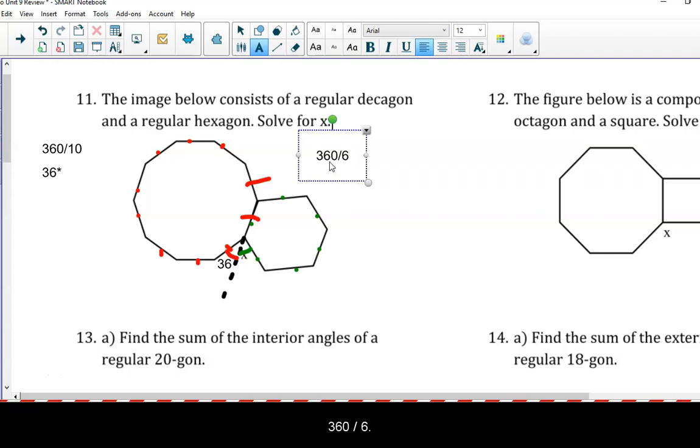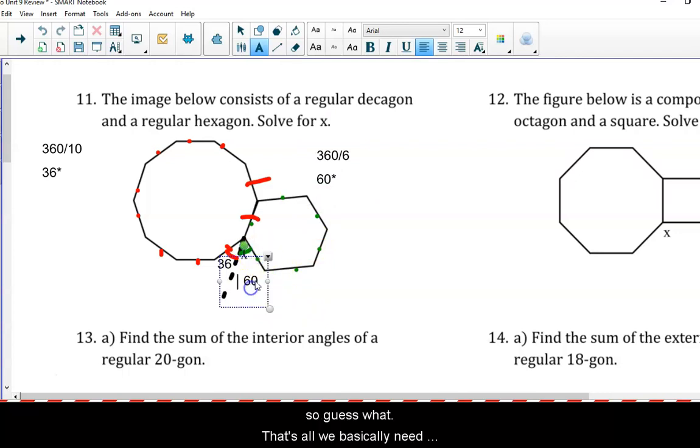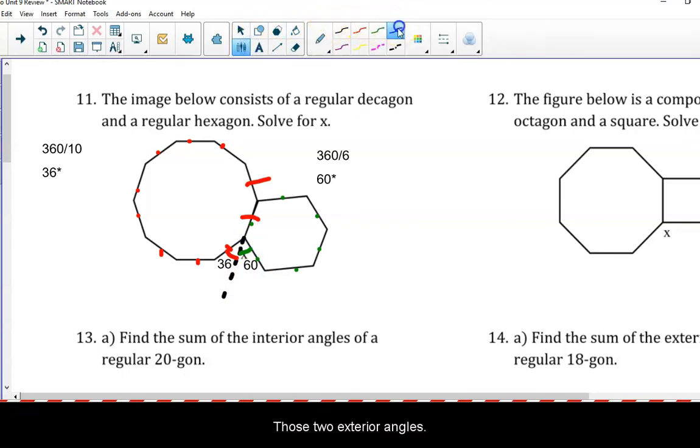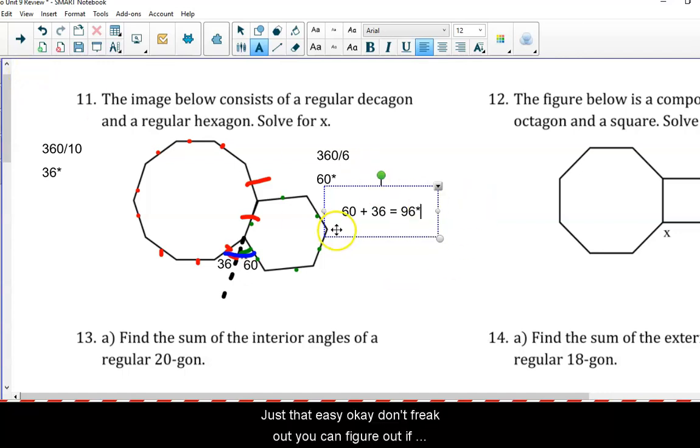360 divided by 6 is 60. Okay, 60 degrees. So that means that it's 60 degrees down here. And guess what? That's all we basically need to figure out. We need to tell them what that adds up to, because angle X is the combination of those two exterior angles. So 60 plus 36 equals the total, 96 degrees. And there you go. Just that easy.